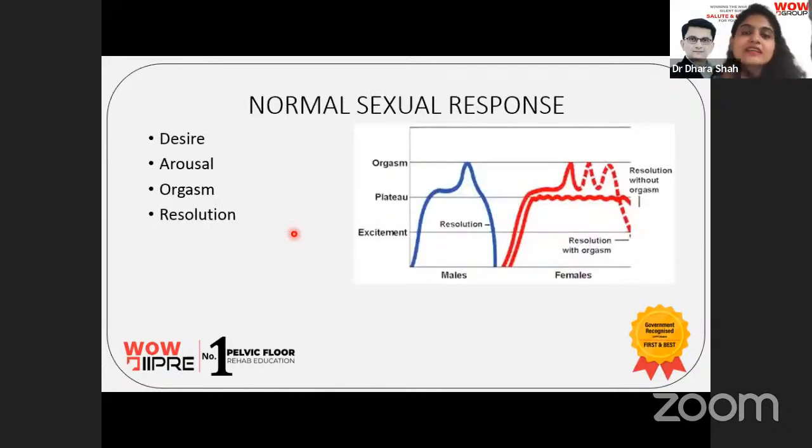So the normal sexual response cycle, we will quickly go through this, is divided into the phases of desire, arousal, orgasm, and resolution. Desire is the first thought, arousal is the physiological response of the body towards that stimulus. Orgasm is the feeling or the highest state of satiety for a male as well as a female. In males, it is followed by ejaculation, and then comes the phase of resolution, when all the changes that have happened in your body come back to the baseline tone. These are the basic levels of the sexual response cycle.